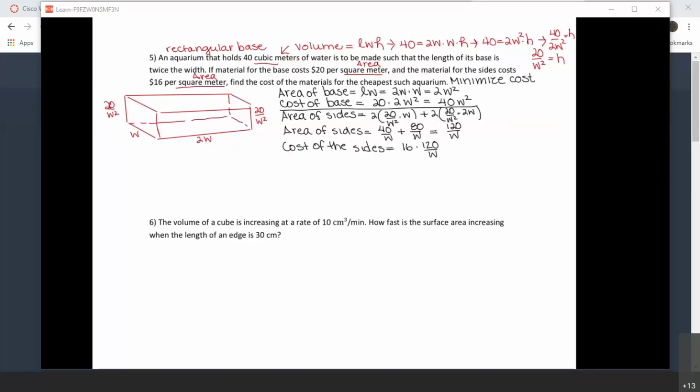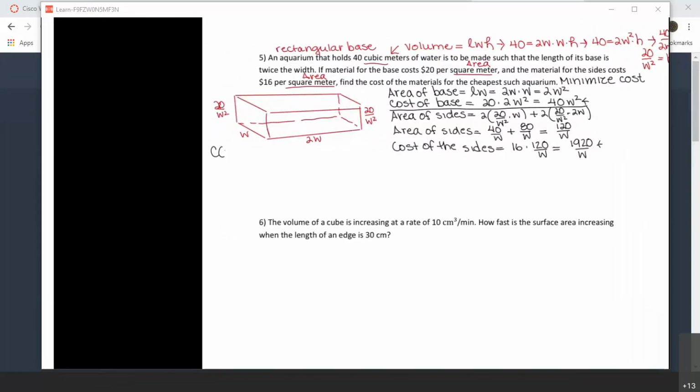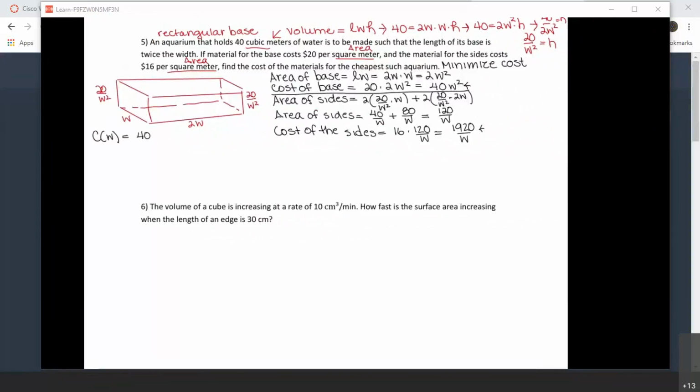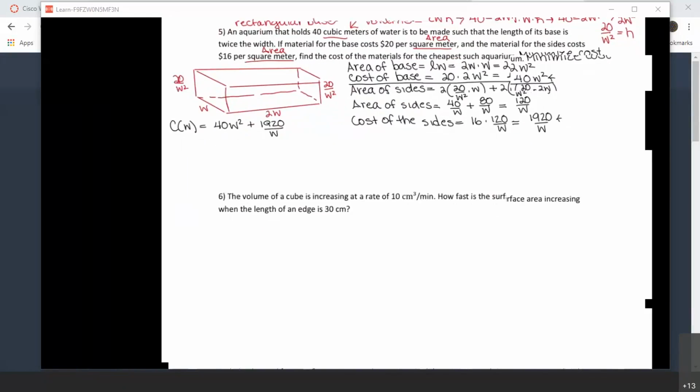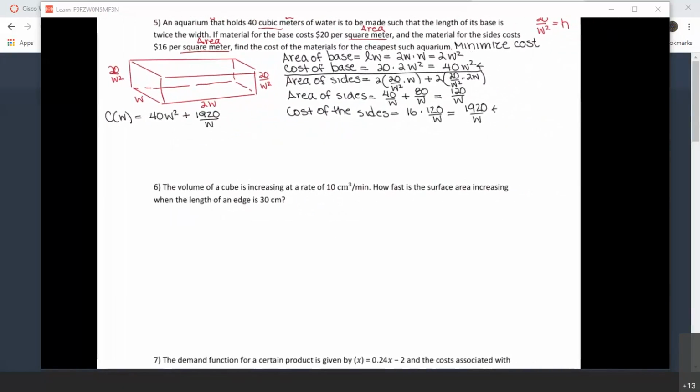Okay, that's 1920 W. Okay, so I have my two costs. One's 40W, one's 1920 over W. So now the cost of the whole thing as a function of W is, that again, 40W squared plus 1920 over W. Okay, so now I have my expression for cost. Is everybody okay with the cost?